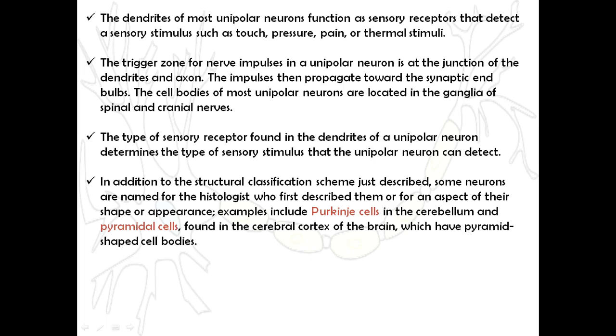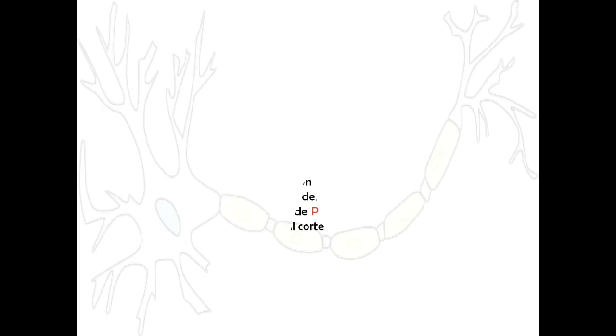In addition to the structural classification scheme just described, some neurons are named for the histologist who first described them or for an aspect of their shape or appearance. For example, this includes the Purkinje cells in the cerebellum and pyramidal cells found in the cerebral cortex of the brain, which have a pyramidal-shaped cell body.